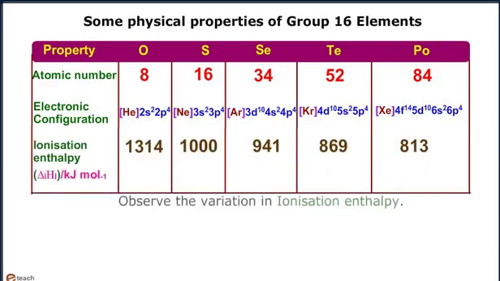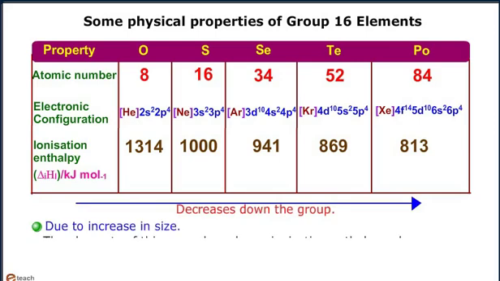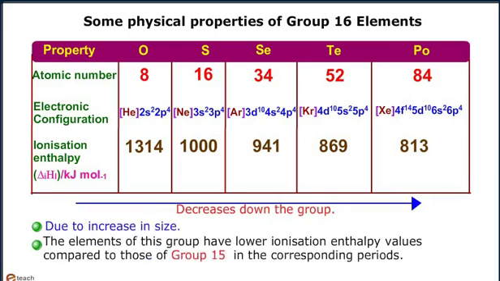Now observe the variation in ionization enthalpy. It decreases down the group. It decreases due to increase in size, and the elements of this group have lower ionization enthalpy values compared to those of group 15 in the corresponding periods.